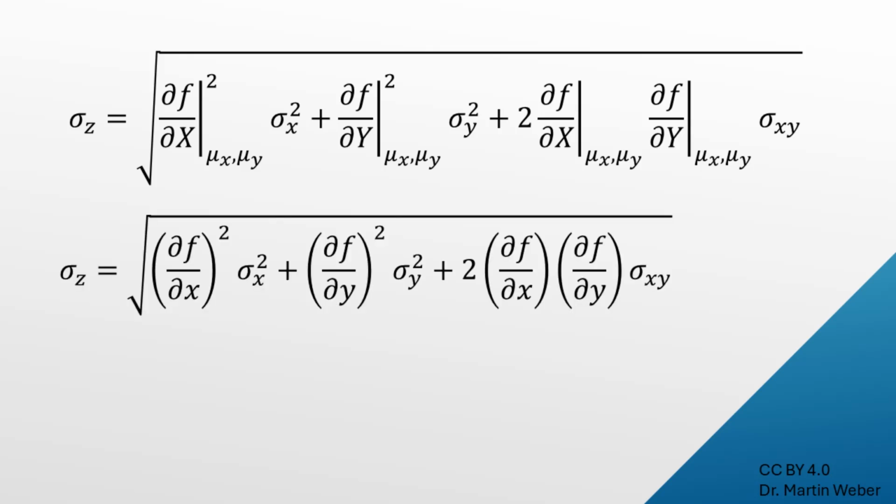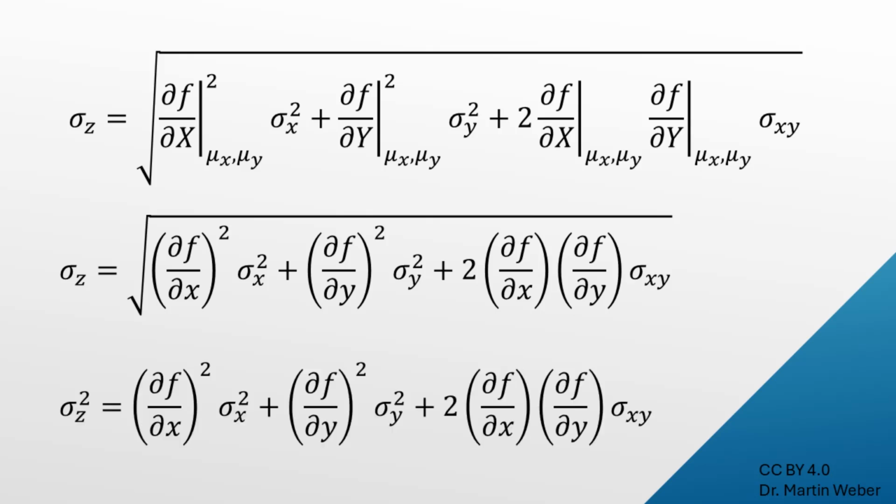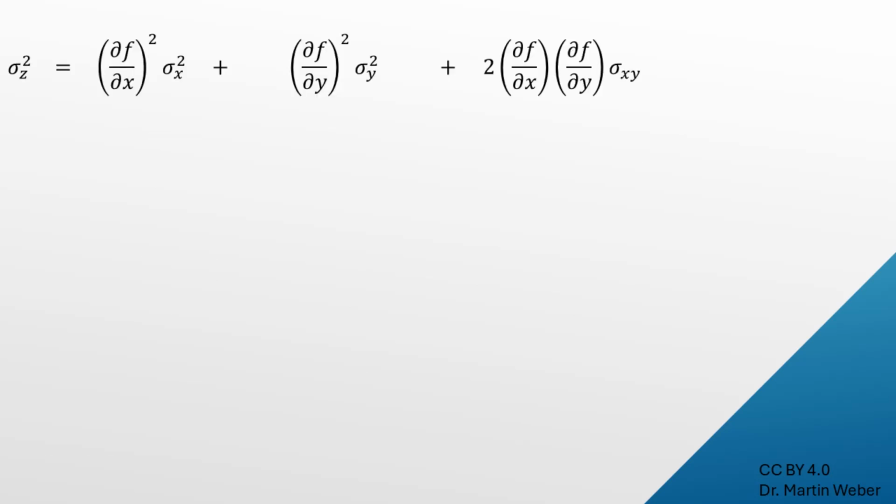First, I change the notation to write the terms more compact. Then let's get rid of the square root. This will give the squared uncertainty, which is also known as variance. To add a third variable, we need, of course, the sensitivity coefficient and the uncertainty contribution.